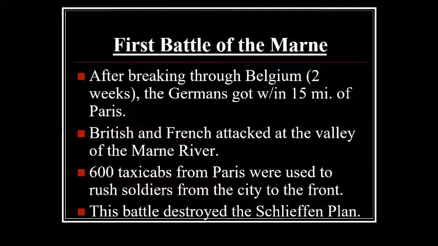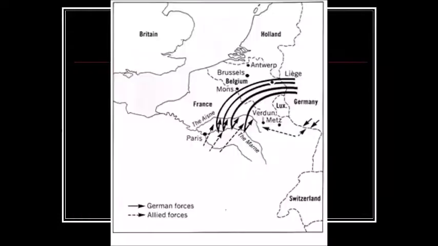So the British and French launch a counterattack, and to get soldiers to the front lines, they're even using the taxis of Paris to move soldiers to the front. And this is the battle that stopped the Schlieffen Plan from being able to be finished. It halted it dead in its tracks. And so, yeah, there you go. There's the map. The Marne River right there coming from Paris and moving east, like that top, the middle river line right through here. So that just bounces the Germans back.